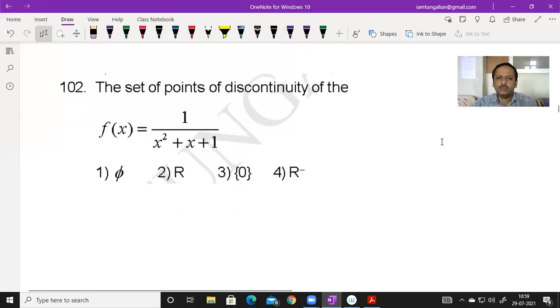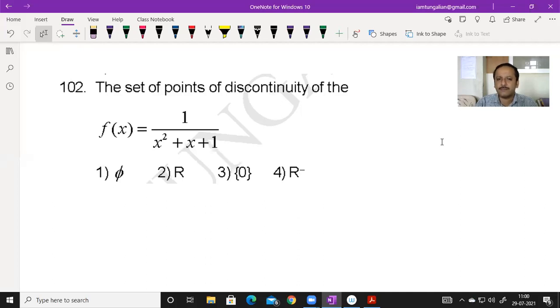Okay, so 102. The set of points of discontinuity of the function f of x is equal to 1 by x square plus x plus 1. The options are: null set, set of all real numbers, singleton set containing 0, and R minus the set of all non-negative reals. Now we observe the numerator is 1. 1 is a constant function, and you know that every constant function is continuous.